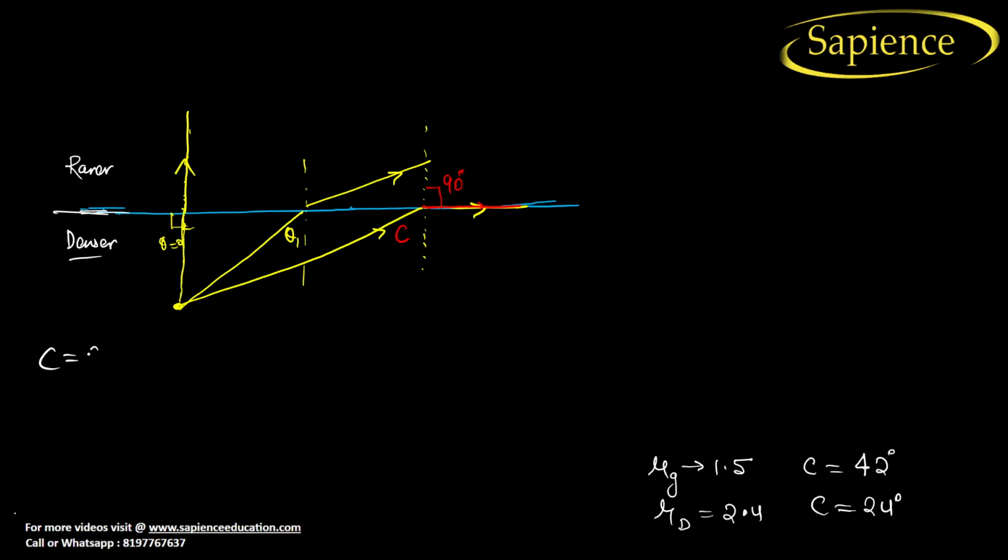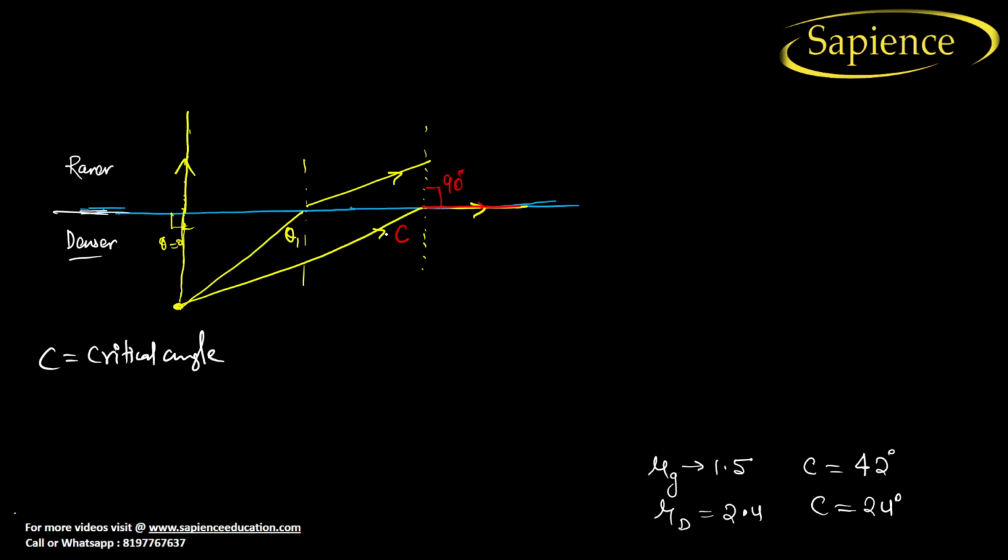Angle C is known as the critical angle, right? Now why is it considered a critical angle, or what is the critical angle? Whenever light passes from a denser medium to a rarer medium, the angle of incidence for which the angle of refraction becomes 90 degrees is called the critical angle.